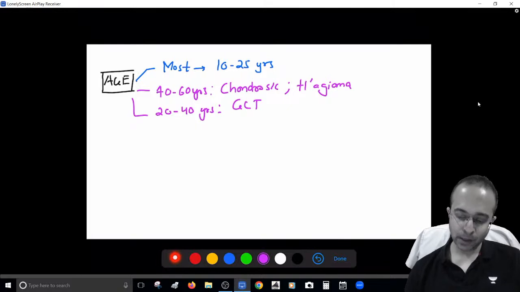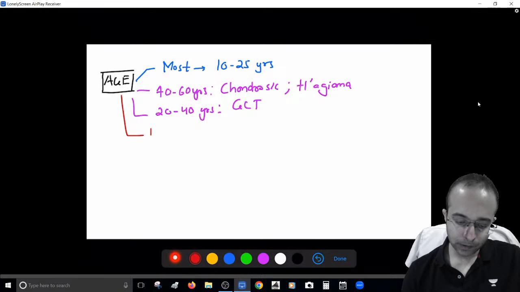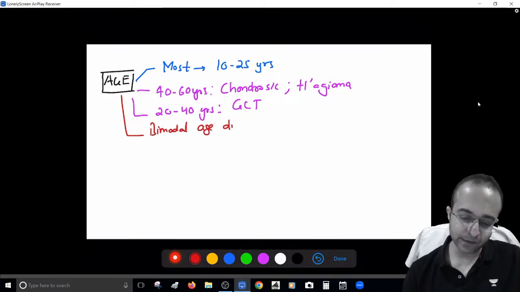Clear? Now there is one tumor in orthopedics that's popular for a bimodal age distribution, meaning young as well as old.